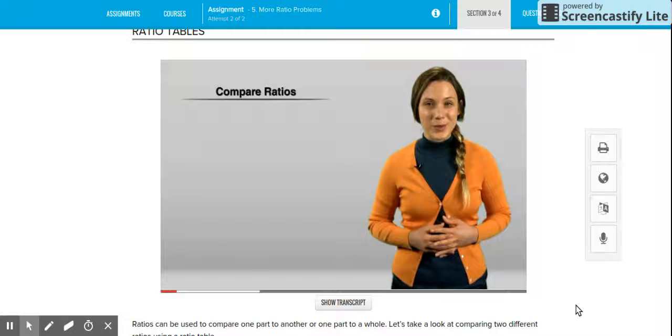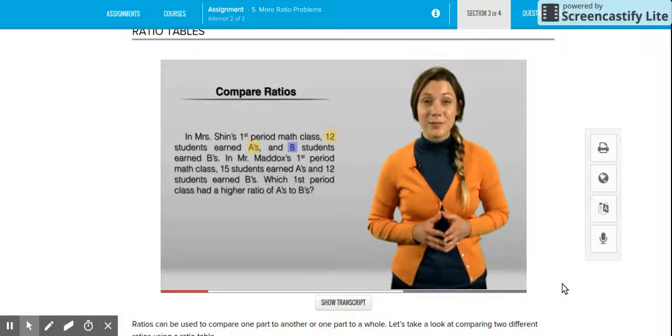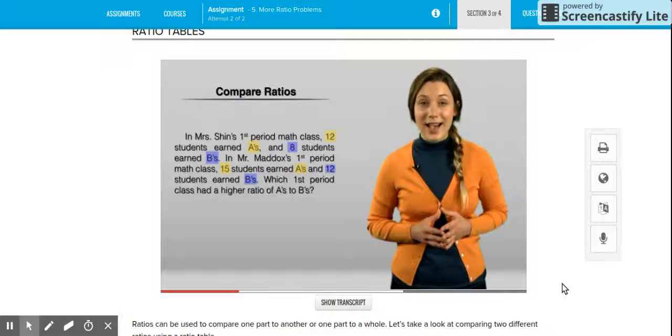Ratio tables are a useful way to compare ratios. Take a look. In Mrs. Shin's first period math class, 12 students earned A's and 8 students earned B's. In Mr. Maddox's first period math class, 15 students earned A's and 12 students earned B's. Which first period class had a higher ratio of A's to B's?